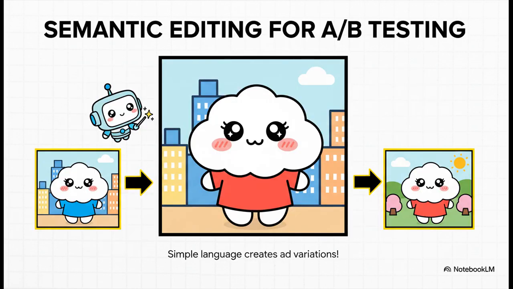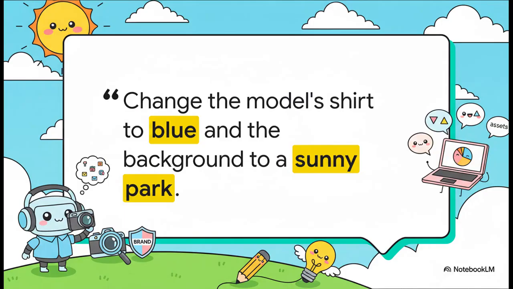Second, get ready to completely revolutionize your A/B testing. Instead of doing expensive, time-consuming reshoots, you can use something called semantic editing. It sounds fancy, but it just means you tell the AI what to change in plain English and boom, it generates a new version instantly. For example, you could take your base image and just type, "Change the model's shirt to blue and the background to a sunny park." It's literally that simple.